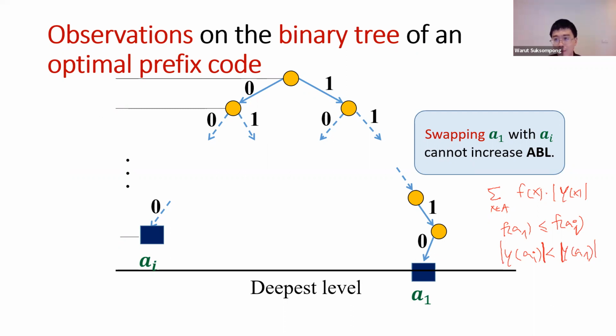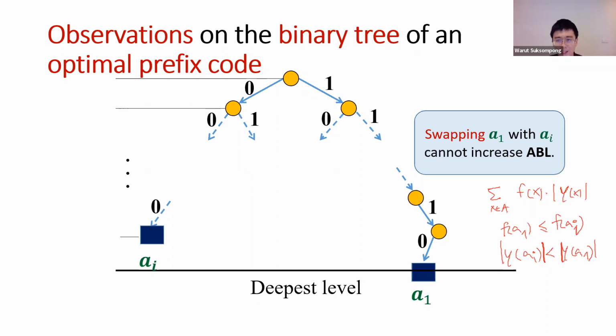So then these gammas will swap, and you look at the two terms that are involved. Then you do the algebra, move everything to the same side and subtract things like that. You see that if you swap A1 and AI so that A1 becomes the deepest, then your average bit length will not increase. So you can make this calculation.